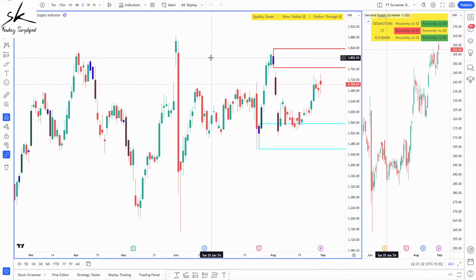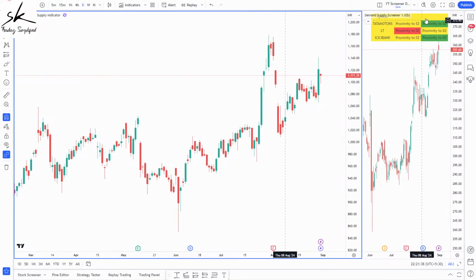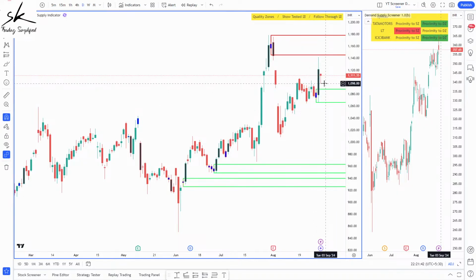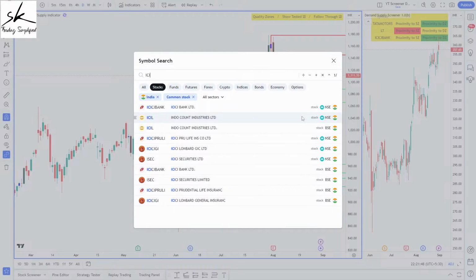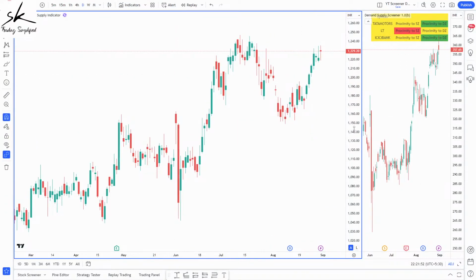For example, if I go to Tata Motors, you will see the current candle is closer to a demand area. That is why it is highlighted for me. Here you can see we have a drop-based rally structure. The current candle is pretty close to it, and that is why it got shortlisted for me. Similarly, if I go to ICICI Bank, I will again be close to a demand area. That is why it is getting shortlisted for us. So let's just give it a few seconds.